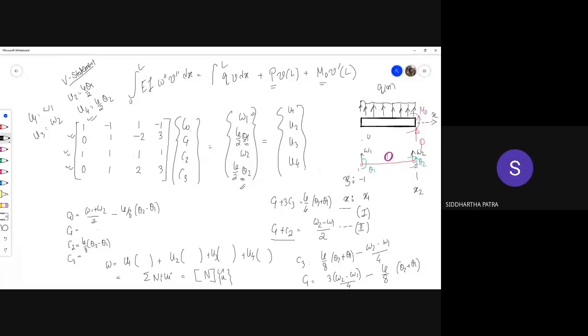So this is how we have defined the 4 degrees of freedom. U1 is W1, so this is just another way of calling them. So in the end I want W to be represented in terms of Ni's and Ui's. So can you tell me what are the Ni's?